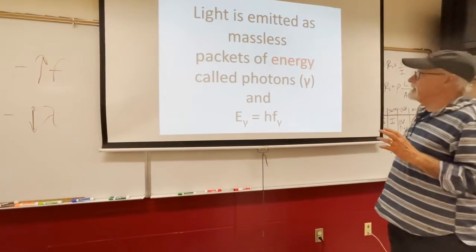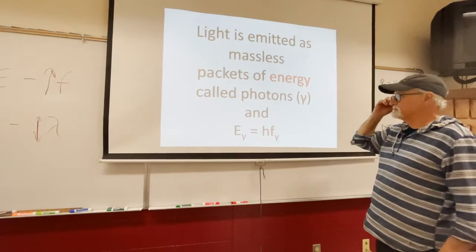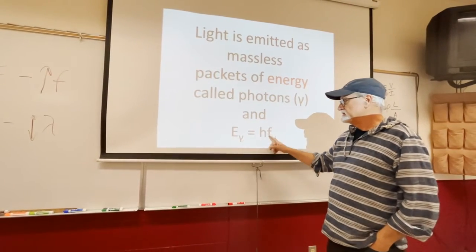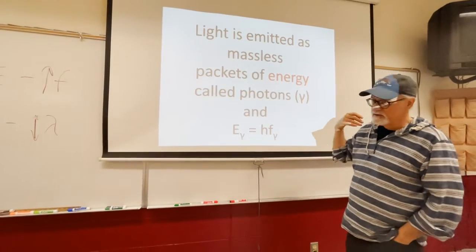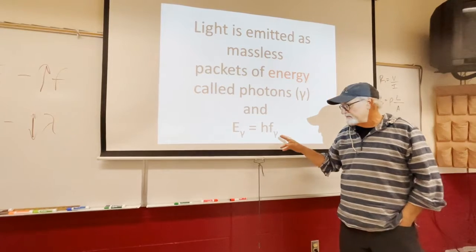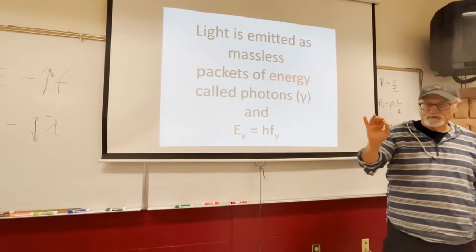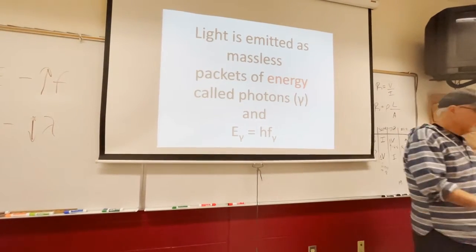He said that light is emitted as massless packets of energy called photons. A photon. And the energy of the photon is equal to the frequency of the photon. So he established that, and since there were only allowed energy levels that had to be quantized, this meant that the individual photons would have a particular amount of energy based on their frequency.